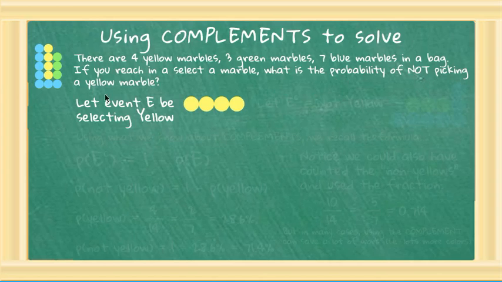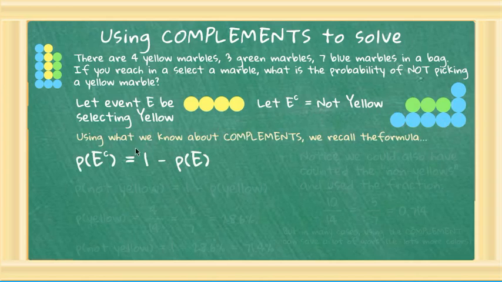Let event E be selecting yellow, and we've got 4 of them in our bag there. That makes E complement the event of not picking yellow, and we can see that's our 7 blues or our 3 greens that would be the complement there.